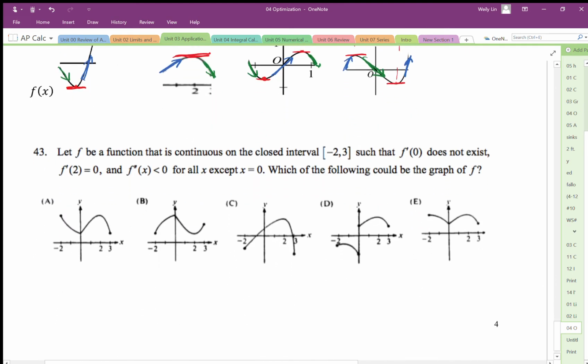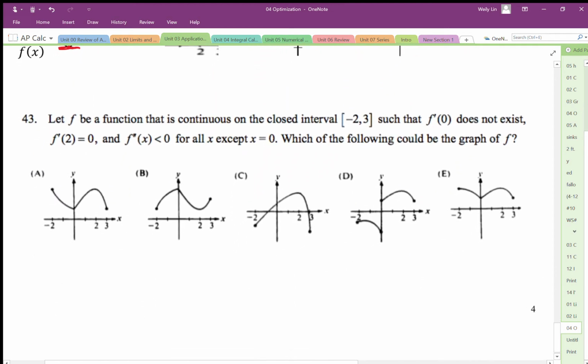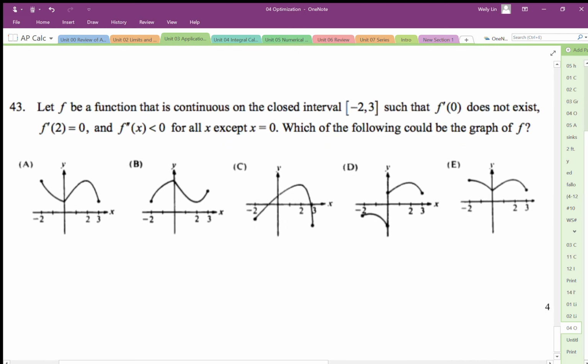So here we have this function. It's continuous for negative 2 to 3. And it says it has 4 criteria. F prime does not exist at 0. F of 2 equals 0, so we have a horizontal tangent. F prime of 2 equals 0, so we have a horizontal tangent. And the second derivative is less than 0, so concave down for all points except where it's not defined at 0. We could do this by process of elimination.